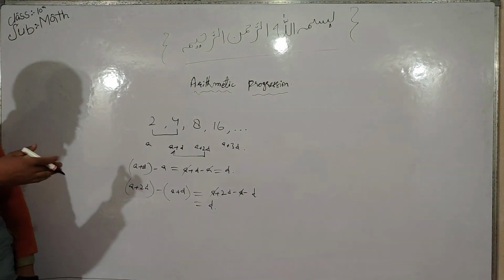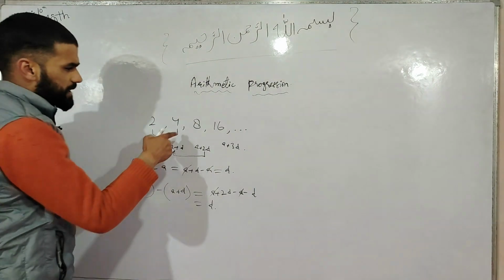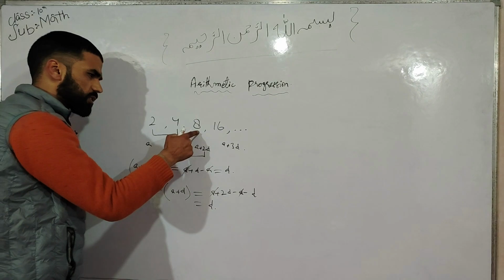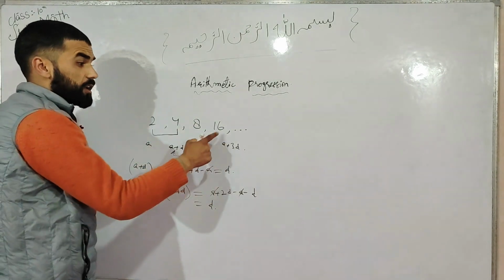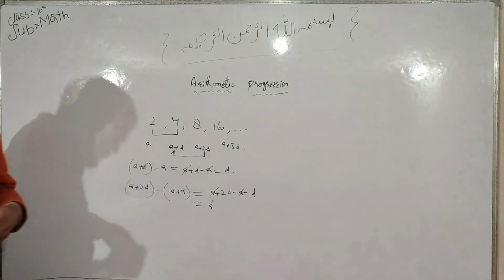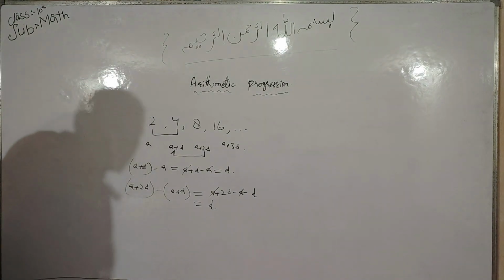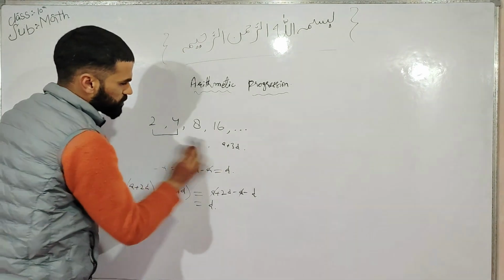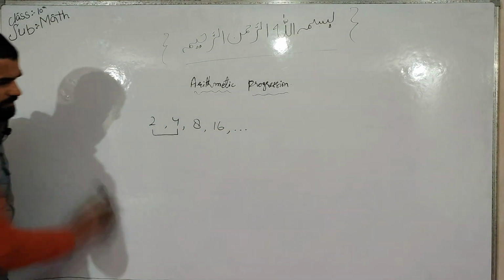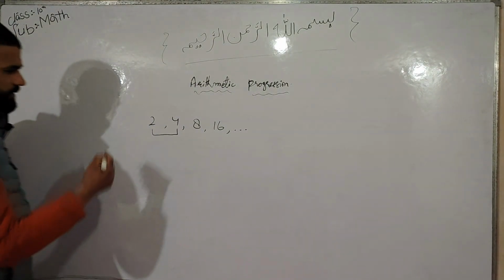What is D? D is the common difference. So if we subtract the first term from the second term, we get the common difference. If we subtract the second term from the third term, we get the common difference. If we subtract the third term from the fourth term, we get the common difference. So this common difference should be common between all the terms. If it is not common, then the given sequence is not an AP. So let me check this.